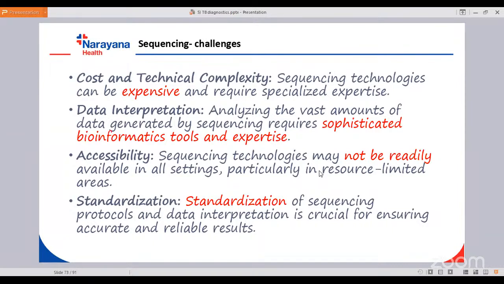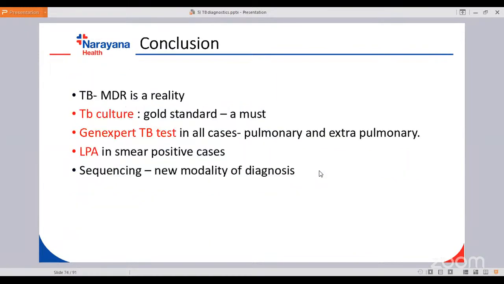Importantly, despite getting the machine and getting the money to run the test, there's another important aspect, which is that it requires sophisticated bioinformatics tools and expertise, so artificial intelligence. And there's a lot of data interpretation that needs to be done, vast amount of data that gets generated. So it requires a lot of standardization as well. Therefore, it may not be readily available in all settings. Somebody like me sitting in the center of Mumbai, South Mumbai, can easily access this technology and get these tests done. But for areas which do not have access to sequencing, this may be a challenge.